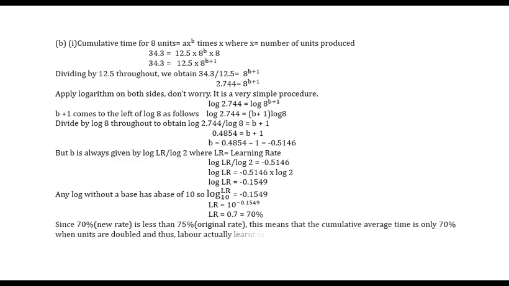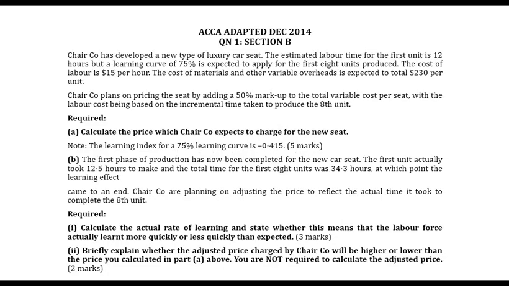Since 70% is less than 75%, the new rate is less than the original rate. This means that the cumulative average time is only 70% when units are doubled, and thus the labor actually learns more quickly. The question asked whether the labor learns more quickly or not. Required B, section A: state whether this means that the labor force actually learns more quickly. So the lower the learning rate, the more the learning. Don't confuse things. The lower the rate, the more the learning.